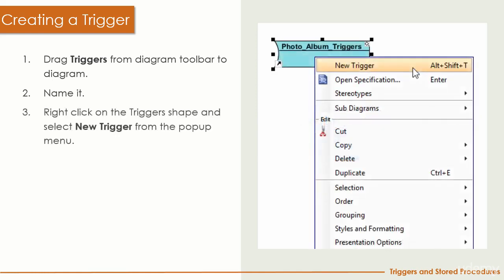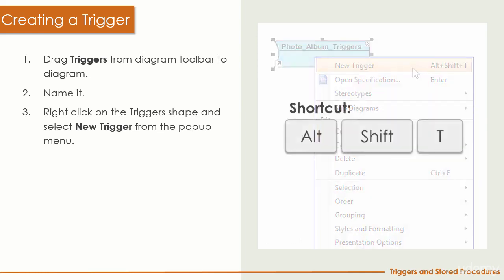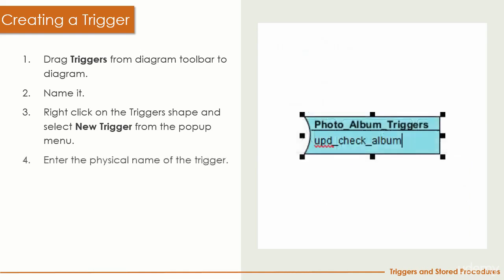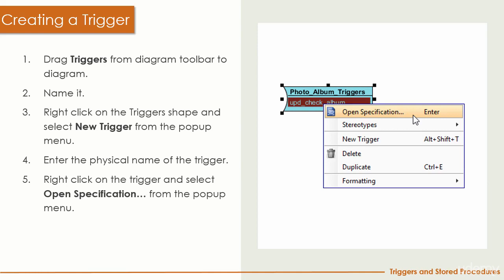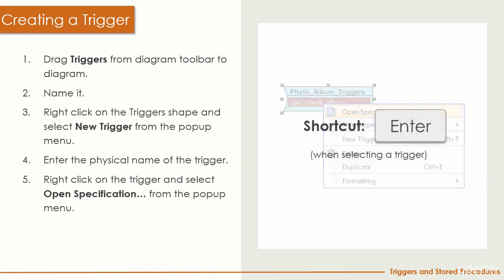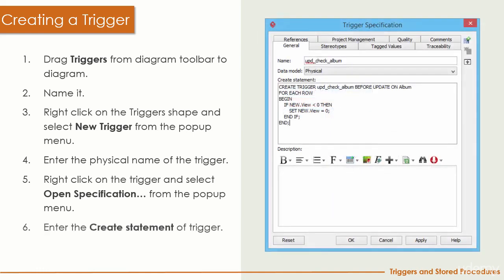After you give the name of the triggers, you can right click to create a new trigger, and you can also use the shortcut key Alt Shift and T pressed together. Then you enter the name of the trigger, and again you right click on the trigger and open the specification, or you press enter. Then you go to the specification dialog box to enter your trigger, and after that you can click OK to finish the trigger creation.